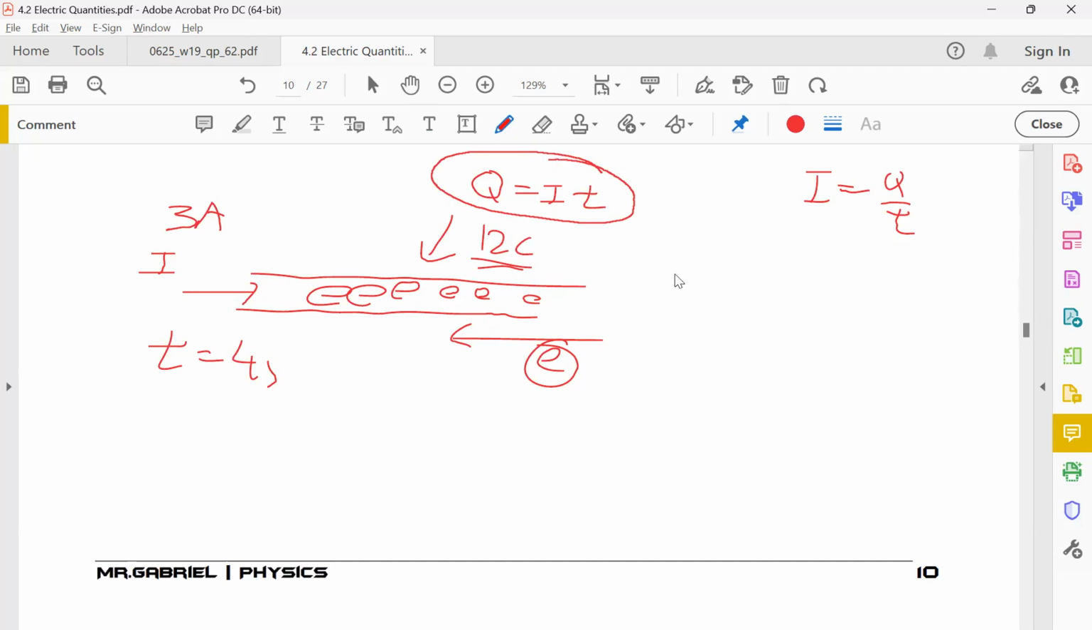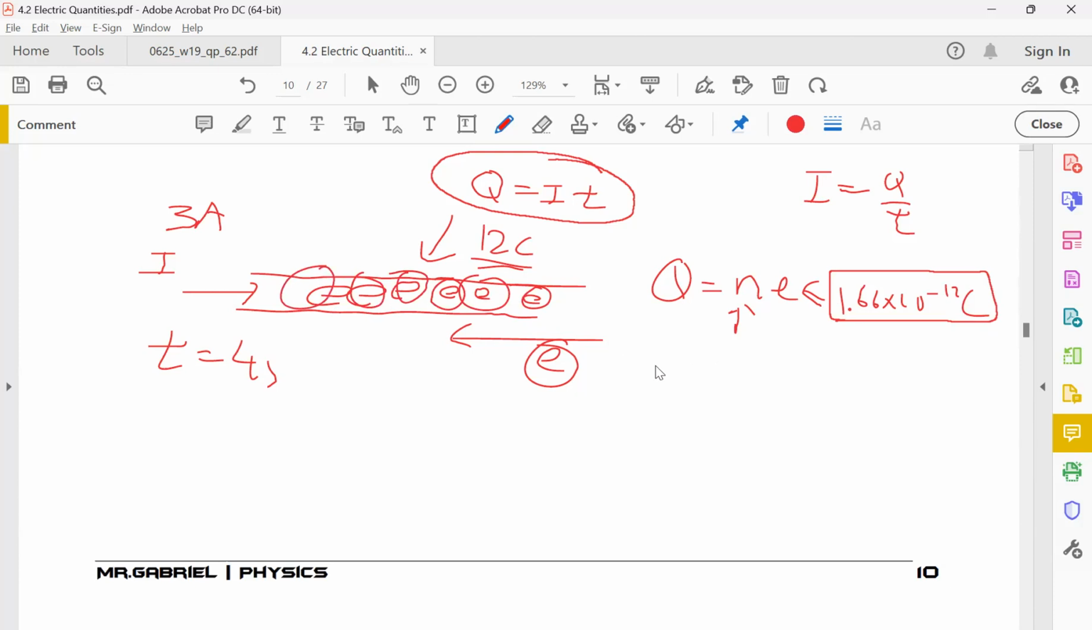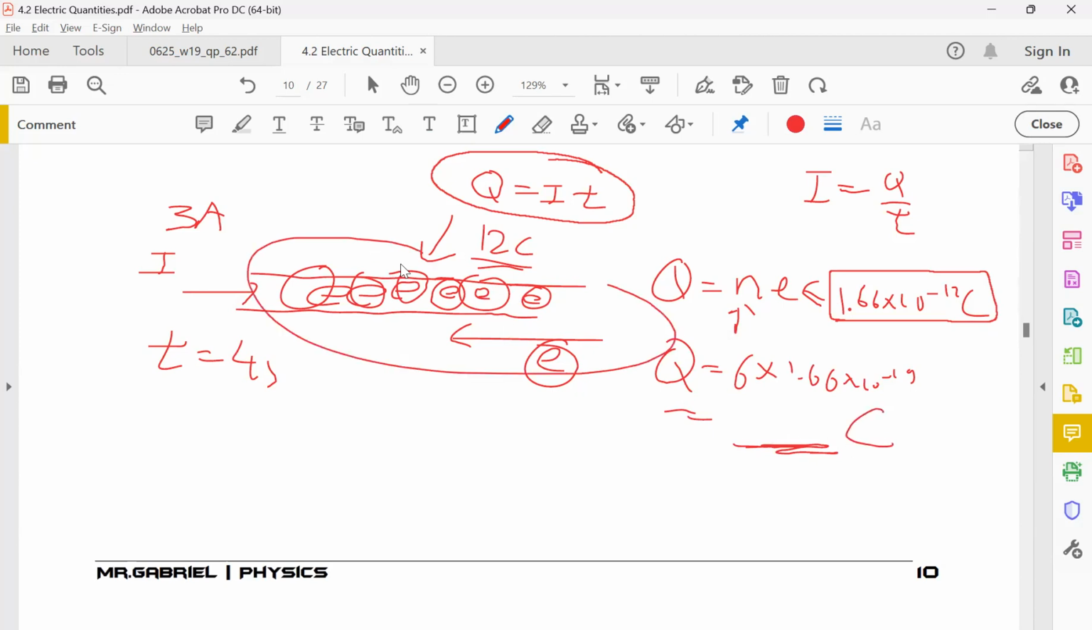The second one is Q equals NE, guys. N is the number of electrons, and E is the charge of one single electron, which is 1.66 times 10 to the power of -19 coulombs. One single electron will carry this amount of charge. So let's say, for example, in this wire there are 1, 2, 3, 4, 5, 6 electrons. The charge will be 6 times 1.66 times 10 to the power of -19. Press it in the calculator, and whatever that number is, that will be the amount of charge flowing within the wire.